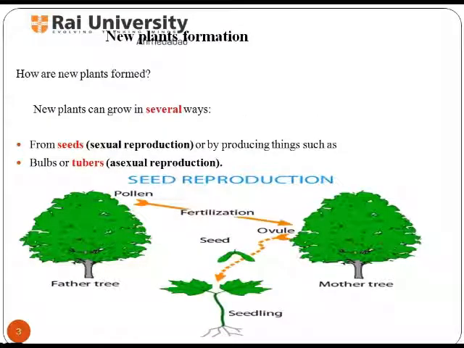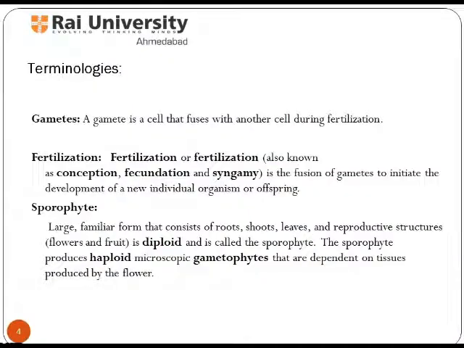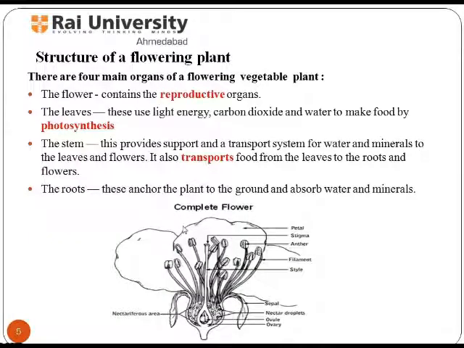Asexual reproduction produces new individuals without the fusion of gametes, genetically identical to the parent plants and each other, except when mutations occur. Let us study in detail the structure of a flowering plant.